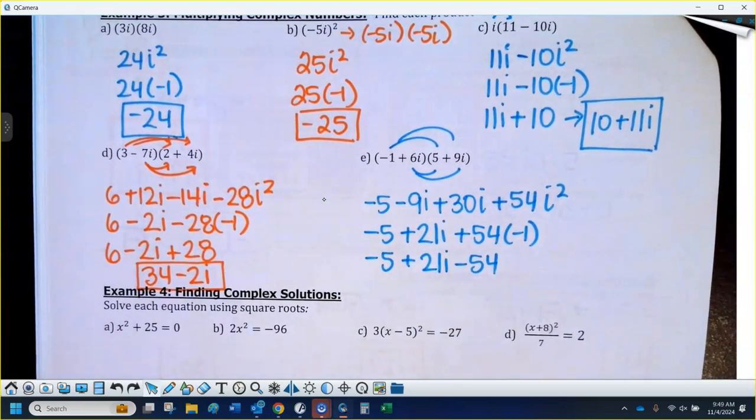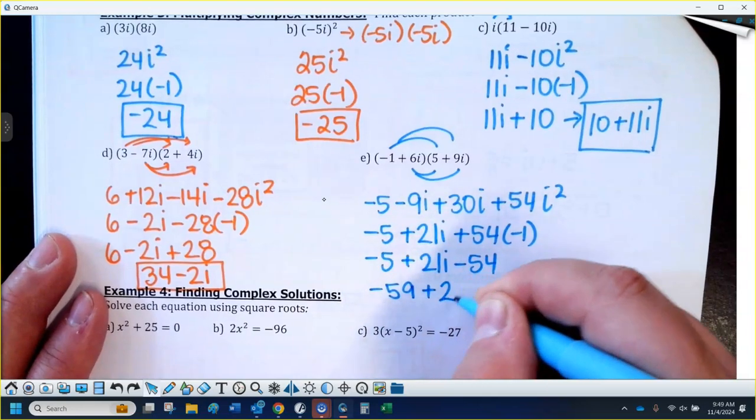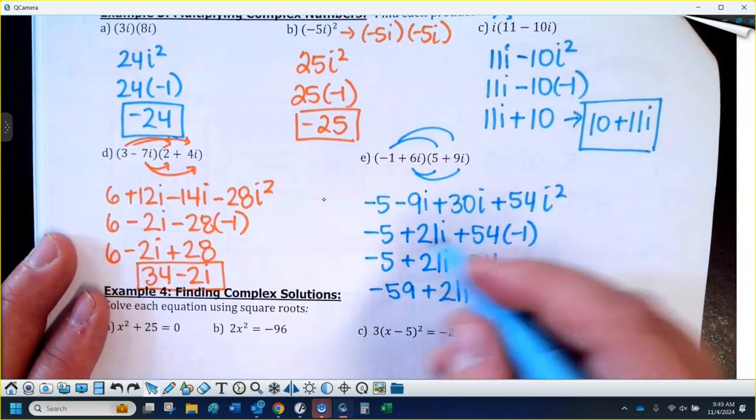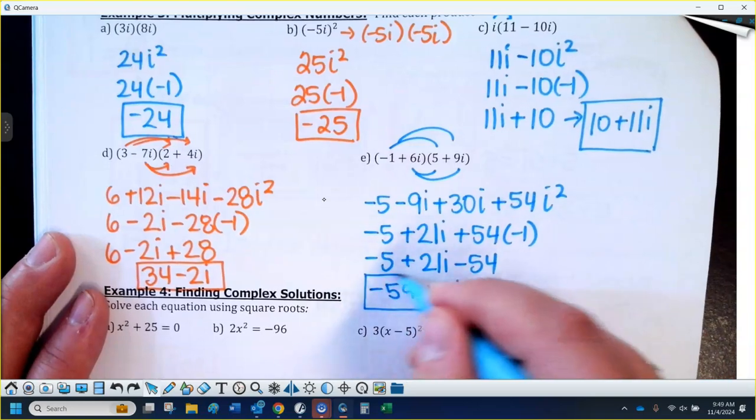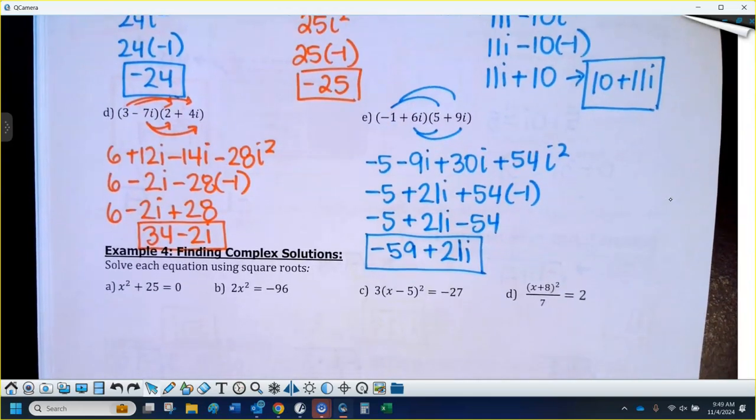To combine, I have a -5 and a -54. Those are both the real numbers. I can put those together, so that'd be -59. And then there's nothing more for me to do with that 21i. But I should write the real part, the -59. Just because it's negative doesn't mean it's not real. So it's got to lead with the real part. That could be a positive or negative number. Here it's negative. And then end with the part that's imaginary, that has the i involved in it.